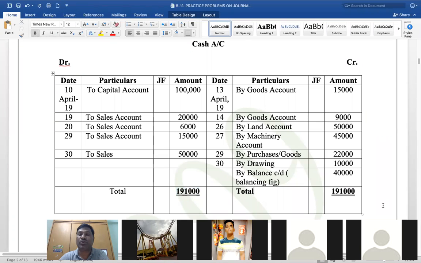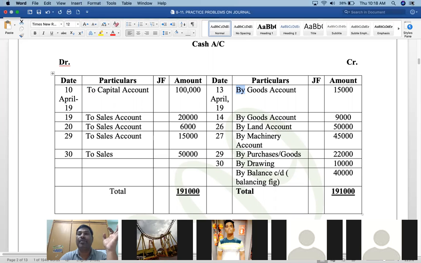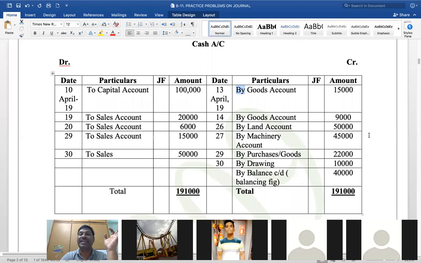Non-commerce students, please observe. All the debit side items are prefixed with the word to: to capital, to sales. And all the credit items are prefixed with by. So this is one of the ledger accounts.